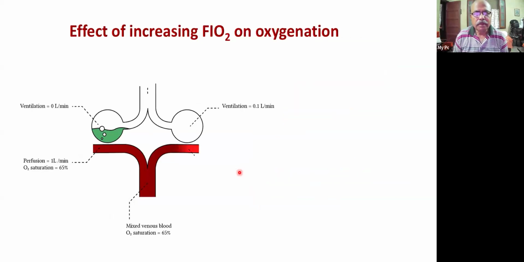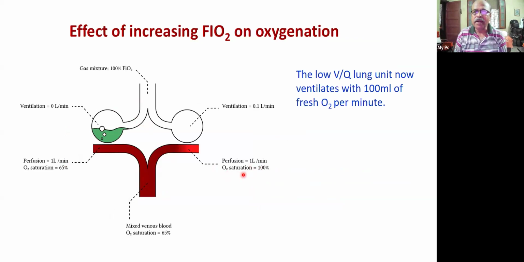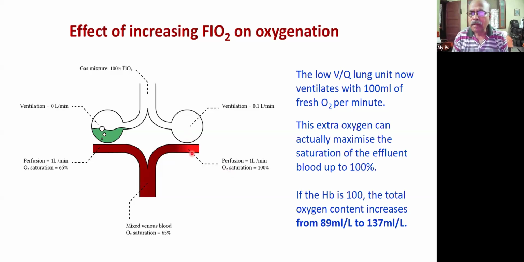Okay. What is the effect of increasing the FiO2? The same model again has been taken, and you see if we give 100% FiO2 in this patient, what happens with the same perfusion of 1 liter per minute, oxygen saturation becomes 100%. Why? Because now that 100 milliliters of ventilation is carrying 100% oxygen. That means 100 ml of oxygen is coming, which is getting absorbed. So the oxygen saturation becomes 100% in the effluent blood of this alveoli.